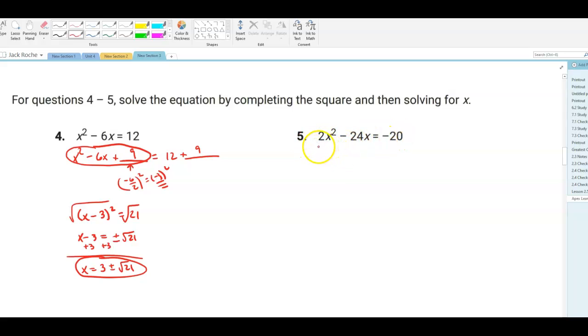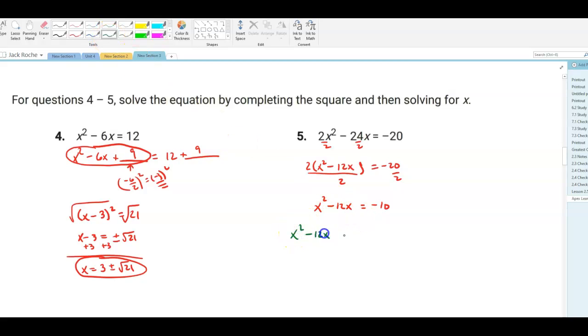Alright, so here I'm going to factor out the 2 first. So 2 times x squared, if I divide these each by 2, that gives me x squared minus 12x, right, equals -20. So the first thing I'm going to do here is divide both sides by 2 to get rid of that GCF, so I'm left with x squared minus 12x equals -10. Now I can go ahead and complete the square.